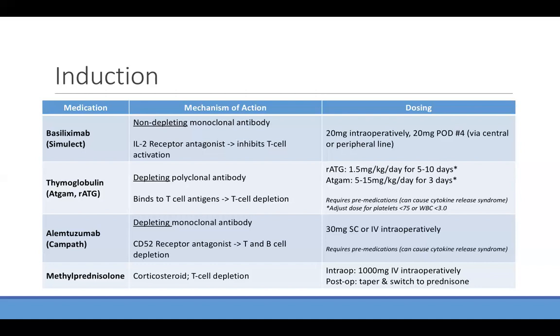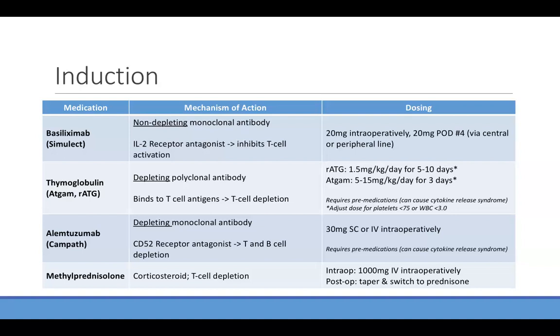Any other questions before I go on to talking about CAMPATH? All right, so just moving on to CAMPATH, or alemtuzumab. So this is also a depleting agent. This causes T and B cell depletion. This has really fallen out of favor.